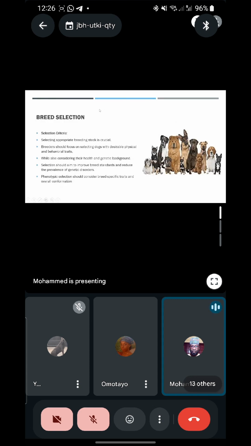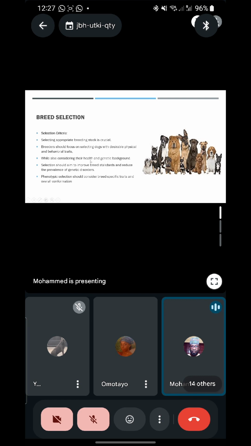Okay, so as a breeder, you need to know selection criteria to select the type of animals that you want to breed. And these selection criteria include selecting appropriate breeding stock, that means the original parents. Breeders should focus on selecting dogs with desirable physical and behavioral traits. You as breeders should know what type of features you want from the dog. So these are features that you focus on, while also considering their health and genetic background.